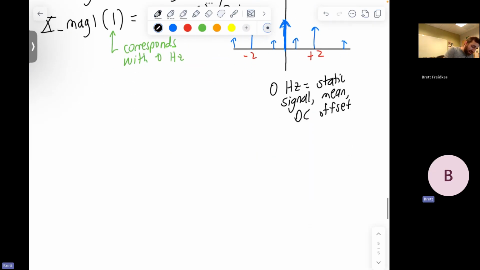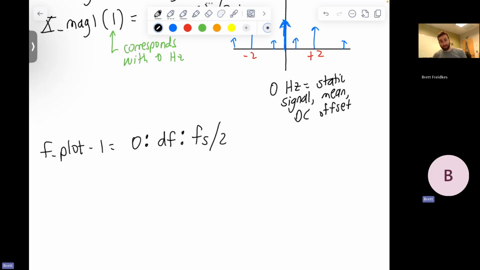So this is our y-axis. If we go ahead and do our x-axis now, let's say f plot for a one-sided spectrum. This will start at 0. We'll go in increments of df. And in this problem, I told you we're going to add the Nyquist frequency. So I'll just do fs over 2. And then we plot. And now we have our one-sided spectrum.